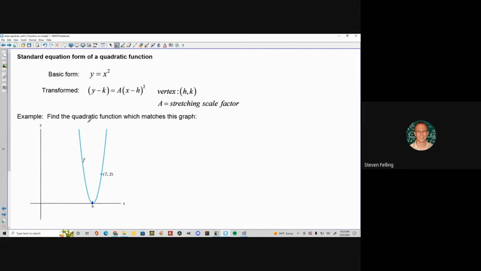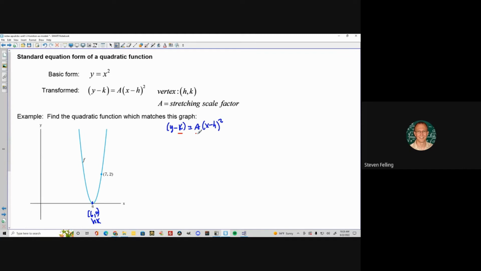So this says find the quadratic function which matches this graph. So if we know the vertex is at 6, 0, that's my hk, then I could start by saying, let's take a pattern for this. y minus k equals a times x minus h. A lot of times we're going to be attempting to match things.